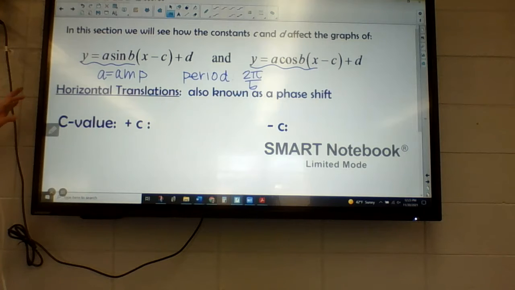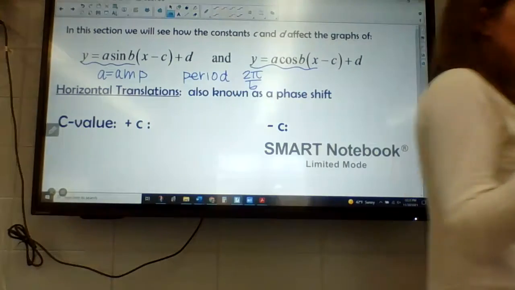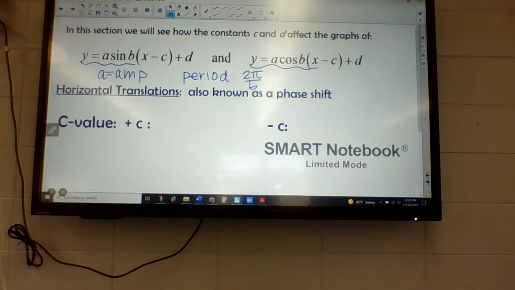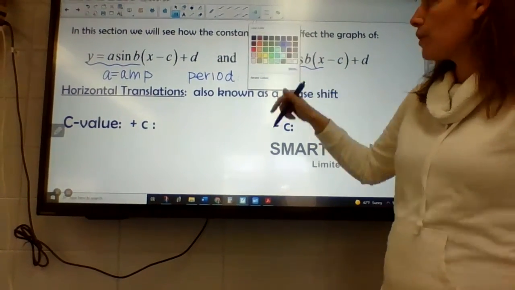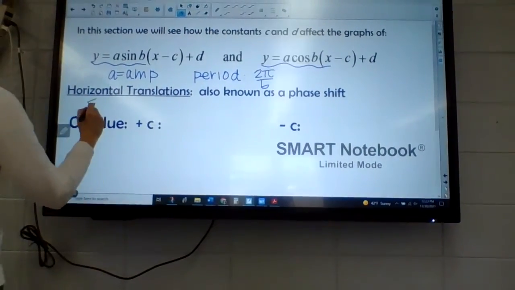So what we're going to do today is, again, horizontal translation. That means basically left or right. They also can call that a phase shift. It's kind of a fancy way to say that you're moving left and right. Why do they use that? I don't know. So horizontal is left and right.